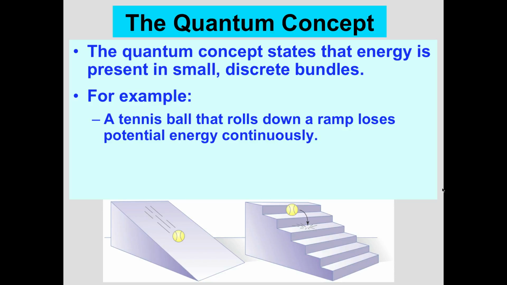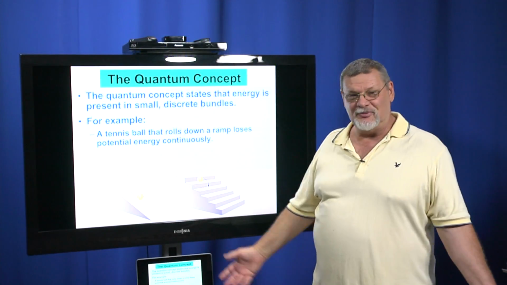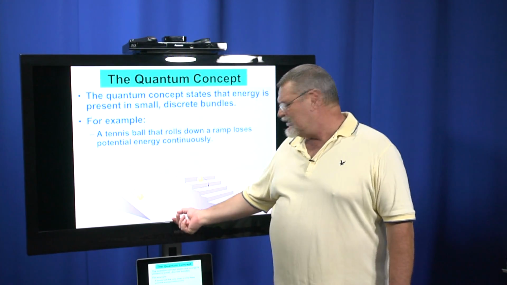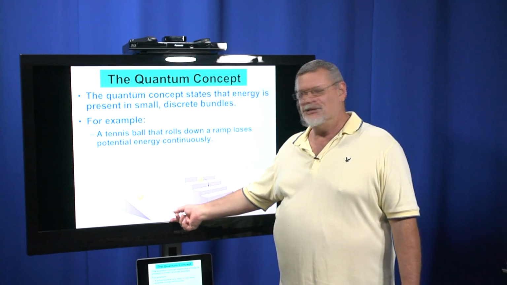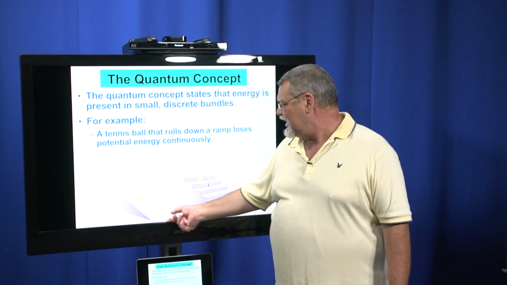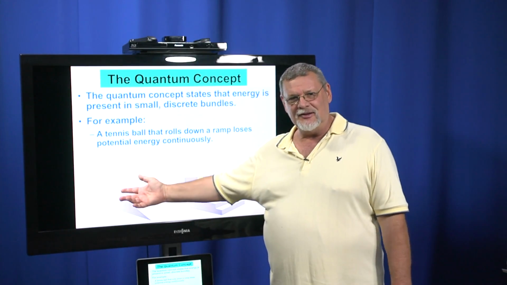For example, a tennis ball that rolls down a ramp loses potential energy continuously. What's potential energy? Well, if it's on the ground, it doesn't really have any energy relative to the ground. If I pick it up and put it at the top of the thing, and if it were to fall on something, it could break it or something.